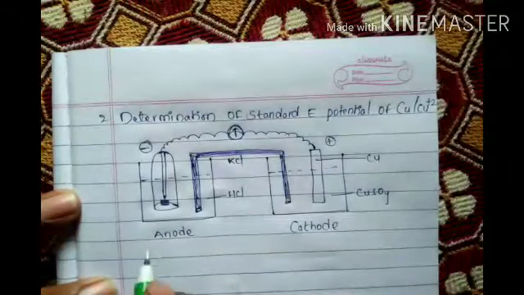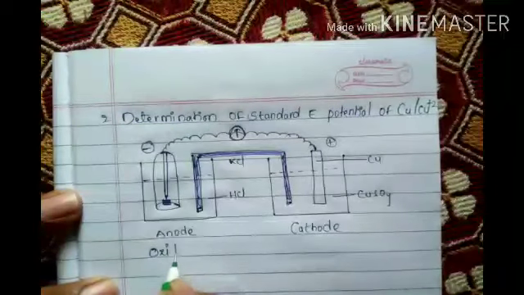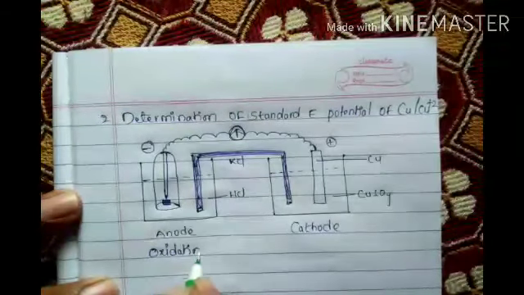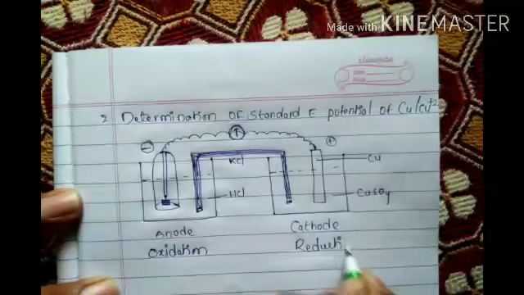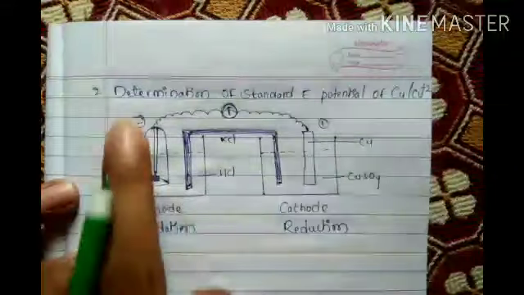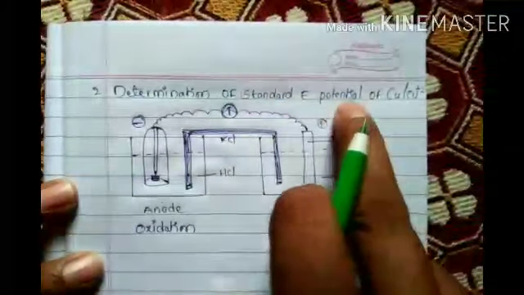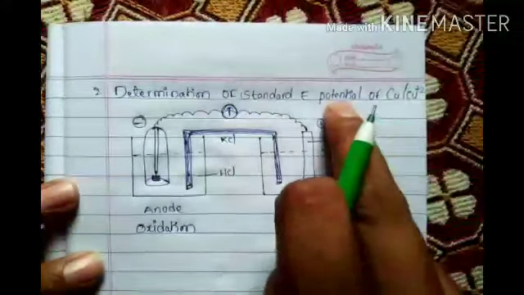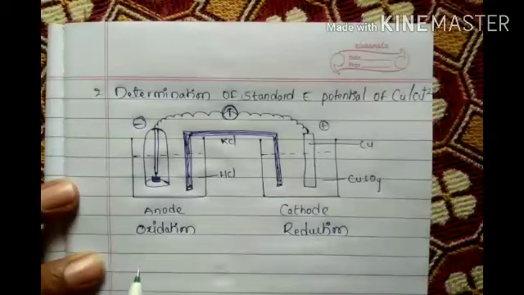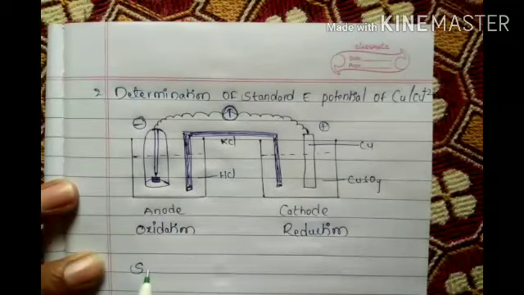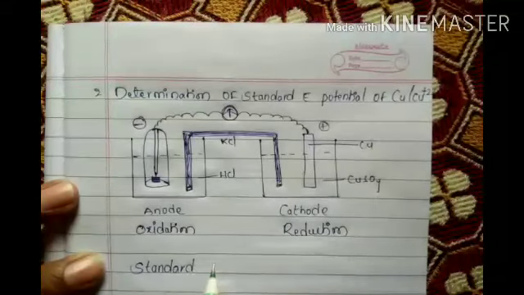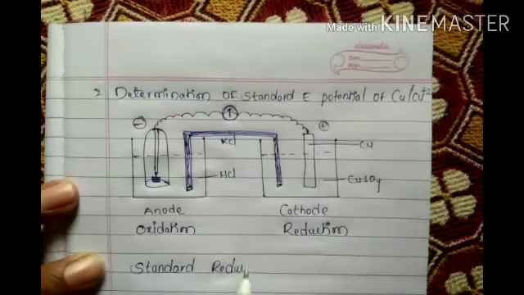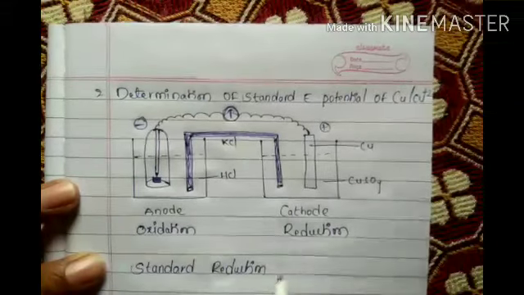At anode oxidation we already know. So here at cathode reduction we are taking. At cathode reduction we are taking. So determination of standard electrode potential, here standard reduction potential. So same process, reduction potential.